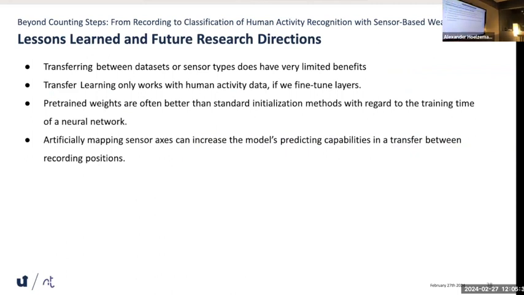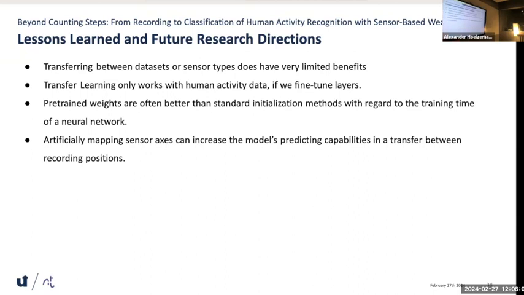Transferring between data sets or sensor types does have very limited benefits. Transfer learning only works with human activity data if we fine-tune layers. Pre-trained weights are often better than standard initialization methods with regards to the training time of a neural network. So when you are programming a network, you are working with PyTorch or Keras probably, and they give you these initialization methods. If you have pre-trained weights from something else, it's probably better to use them than the initialization methods that you have in these libraries.